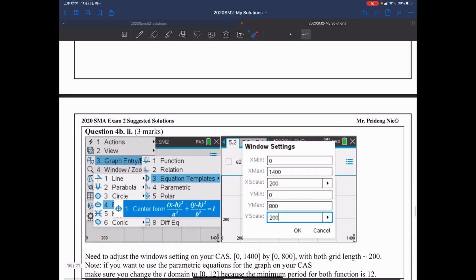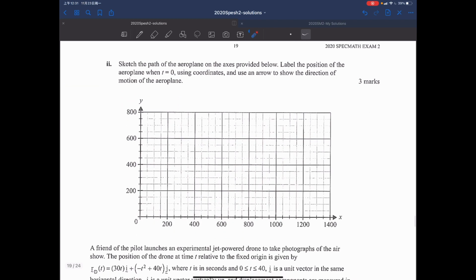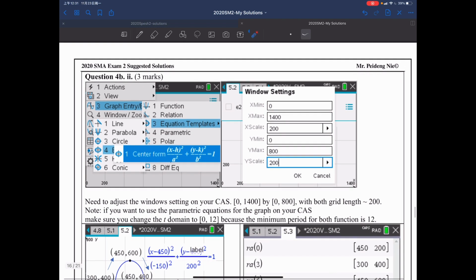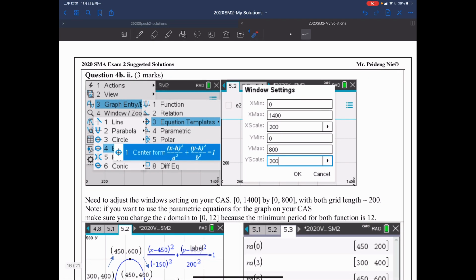For question 4b(i), we want to sketch the path of the aeroplane. And we want to label the position of the aeroplane when t equals 0 using coordinates and use an arrow to show the direction of motion of the aeroplane. Make sure you adjust your window settings like that. You press Menu, Graph Entry, Equation Template, and choose Center Form to sketch the ellipse. And also you can press Menu 4-1 to get the window settings and adjust the values according to the grid lines given on the exam paper.